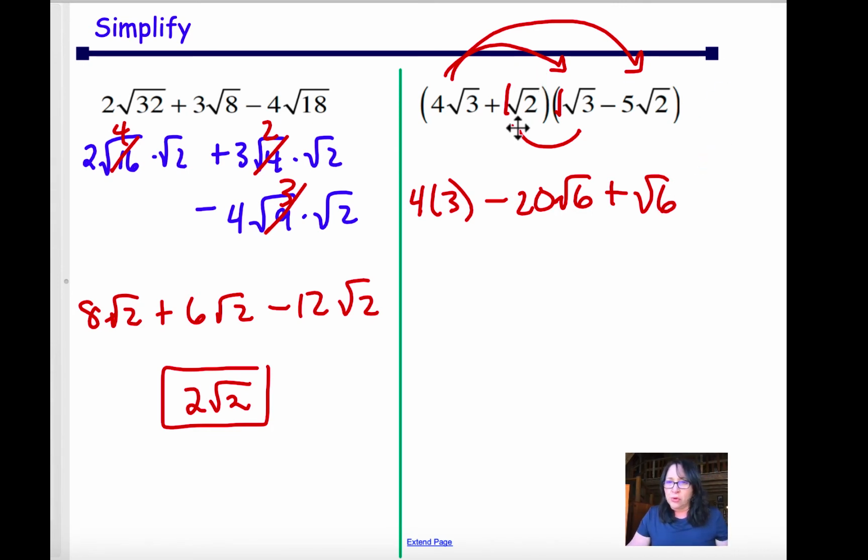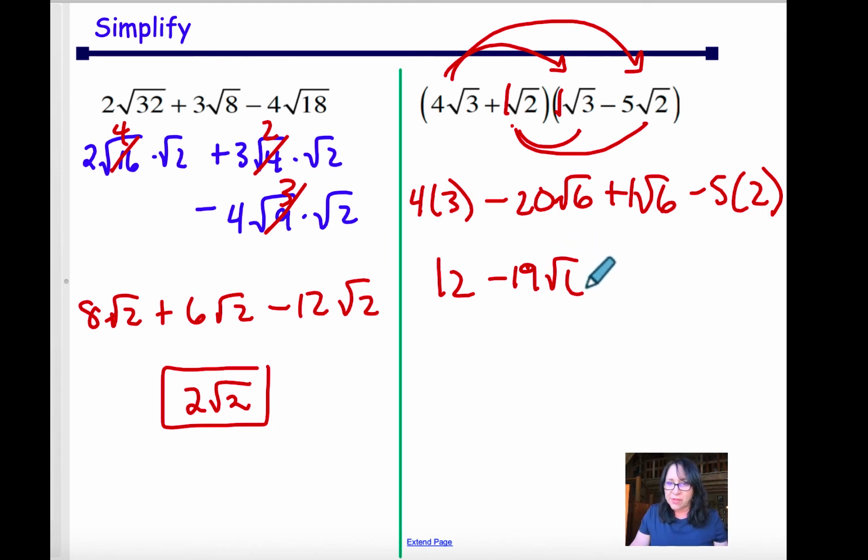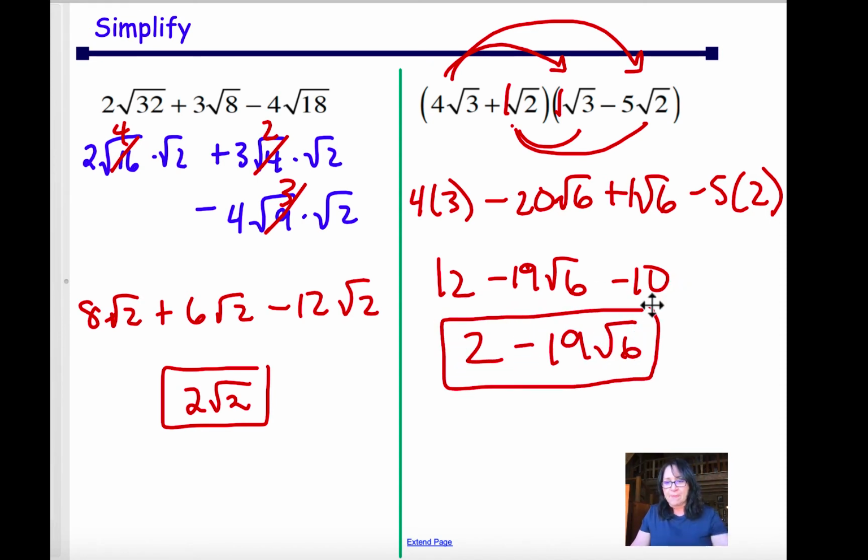And then root 2 times negative 5 root 2. So negative 1 times negative 5 is negative 5. And then root 2 times root 2, which is 2. So I have 12. And then negative 20 plus 1 right here is negative 19 root 6, and then minus 10. So 12 minus 10 is 2. So my answer is 2 minus 19 root 6.